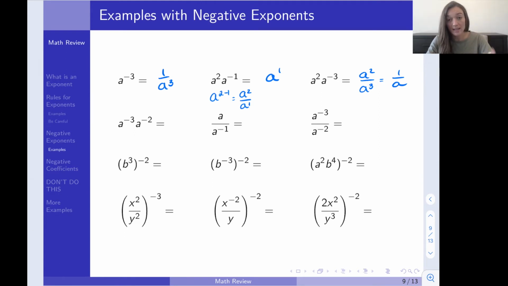All right, then a to the negative 3 times a to the negative 2 will give us a to the negative 5, or just 1 over a to the 5.